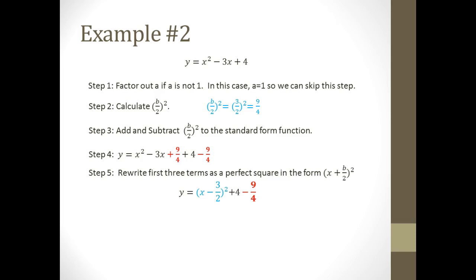Next, we're going to rewrite those first 3 terms as a perfect square in the form x plus b over 2. Take a moment and look at the value of b. It's negative 3. So we end up with x minus 3 over 2 squared. That's our perfect square. And last, we're going to combine those last two terms. They end up being 7 over 4 minus negative 7 over 4. And so this is the vertex form of the standard form equation we started with.